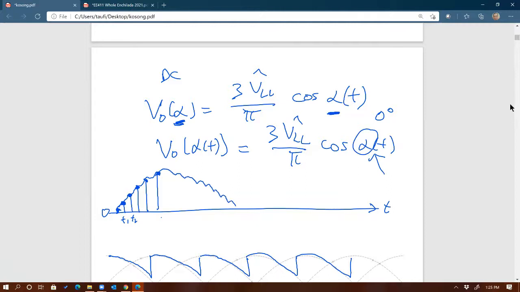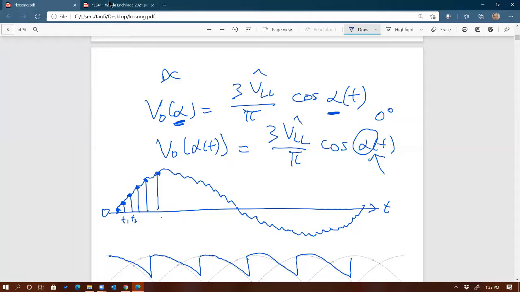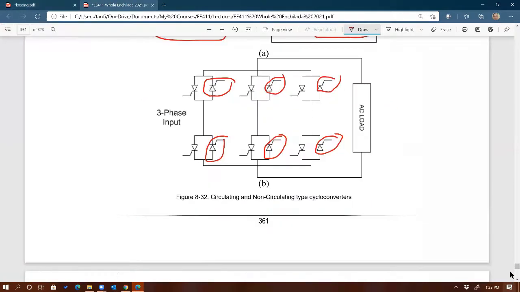You see that? Isn't that clever? Whoever found this is a genius, right? So instead of fixing alpha, let's change alpha with respect to time so that the output follows a sine wave. So that's the concept behind the cycloconverter, by changing alpha with time.